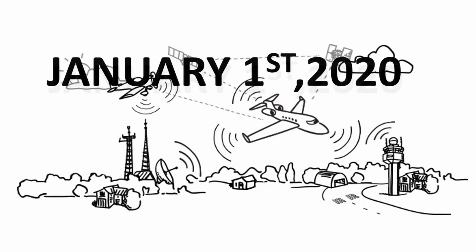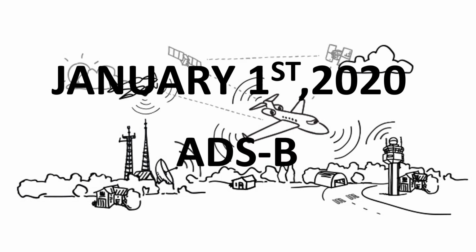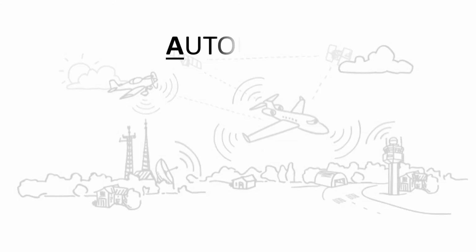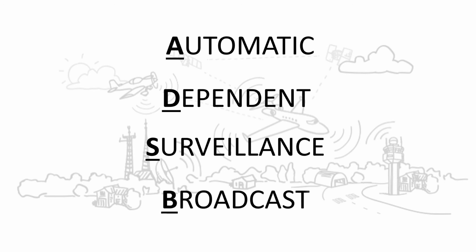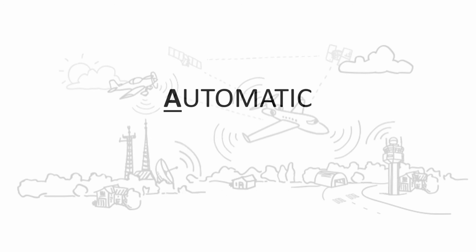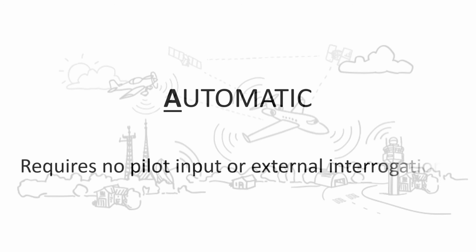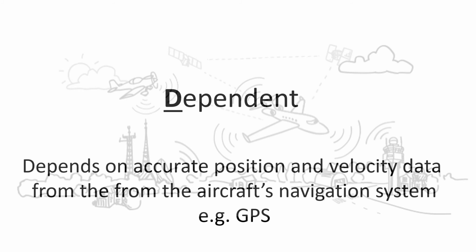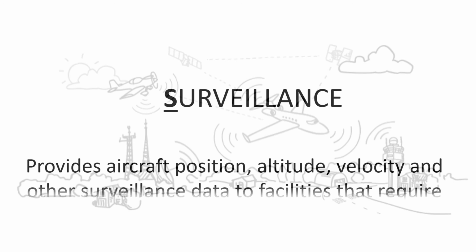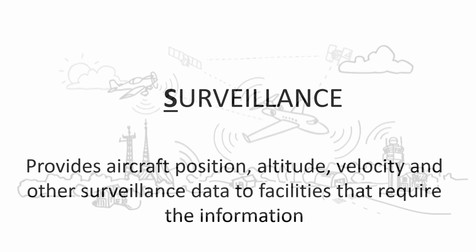On January 1st, 2020, the FAA mandated ADS-B Out for certain airspaces. What is ADS-B? ADS-B is Automatic Dependent Surveillance Broadcast Equipment. So what does that mean? Automatic means it requires no pilot input or external interrogation like a transponder does. Dependent means that it depends on accurate position and velocity data from the aircraft's navigation system, such as GPS. Surveillance provides aircraft position, altitude, velocity, and other surveillance data to facilities that require the information.